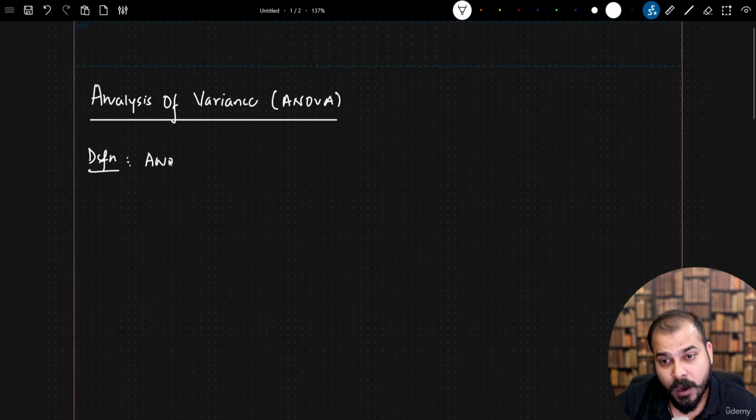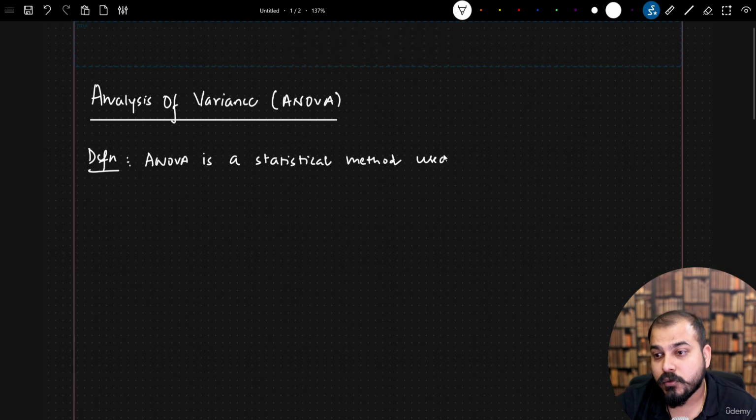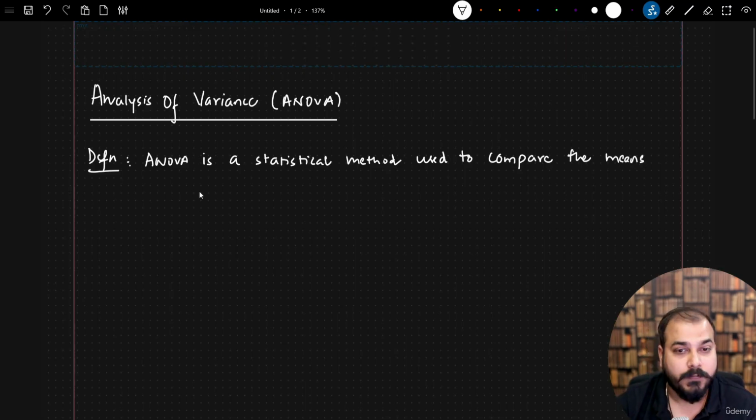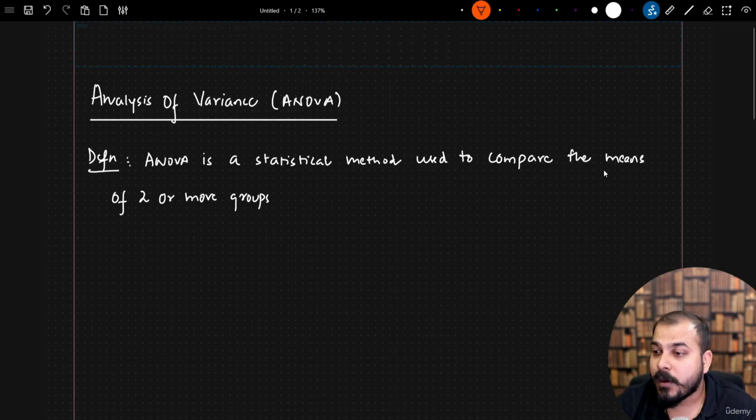So ANOVA is a statistical method used to compare the means of two or more groups. Super important point which I have written over here. That is, it is used to compare the means of two or more groups.